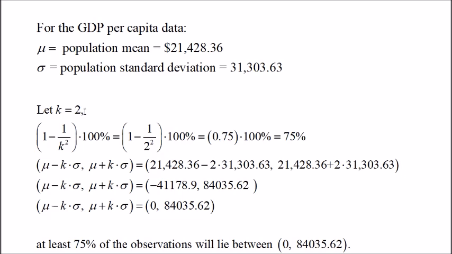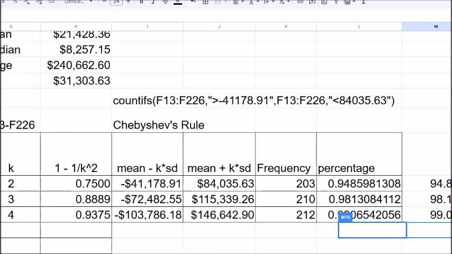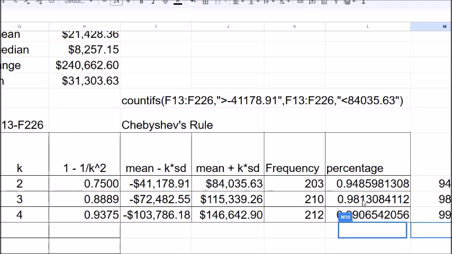When k is 2, Chebyshev's rule says that at least 75% of the data values will be between these two numbers, but the actual percentage is 94.86%. When k is 3, Chebyshev's rule says that at least 88.89% will be between these two values, but the actual percentage is 98%. When k is 4, Chebyshev's rule says that at least 93.75% will be between these two numbers, but the actual percentage is 99.07%. And so that's how Chebyshev's rule works. And so this is the end of it.